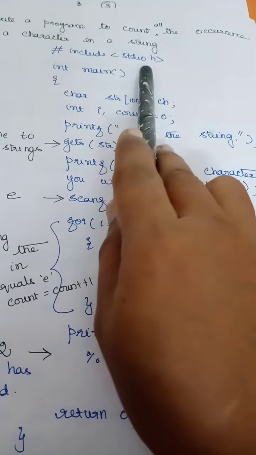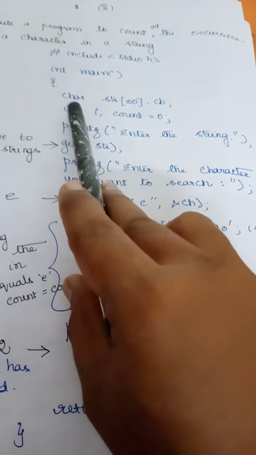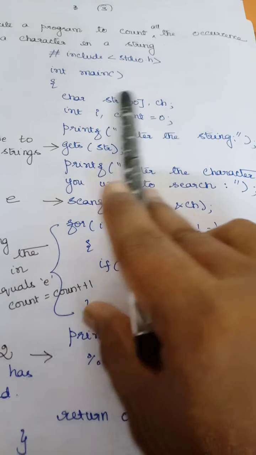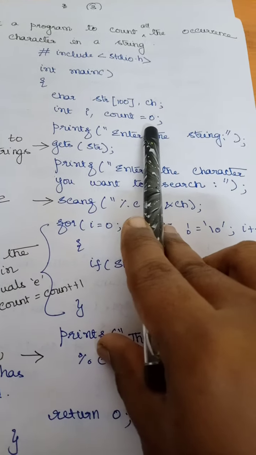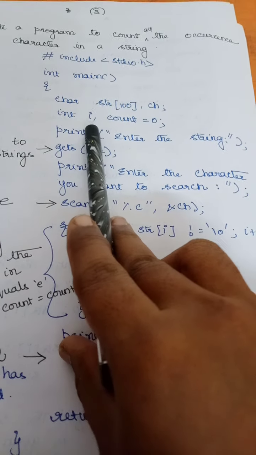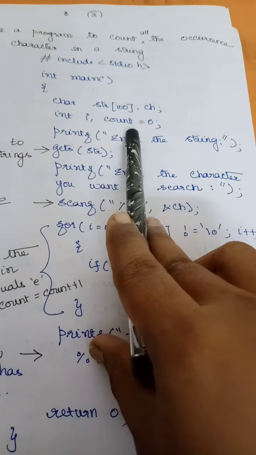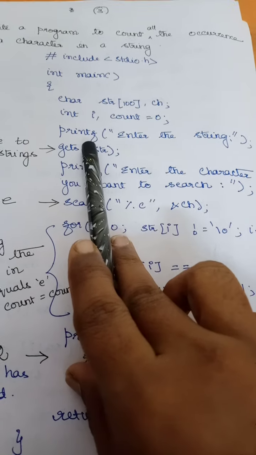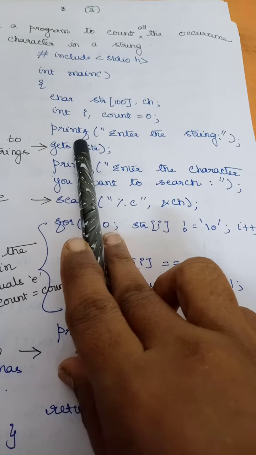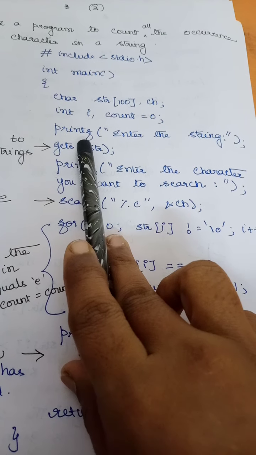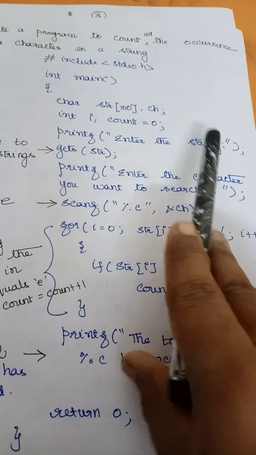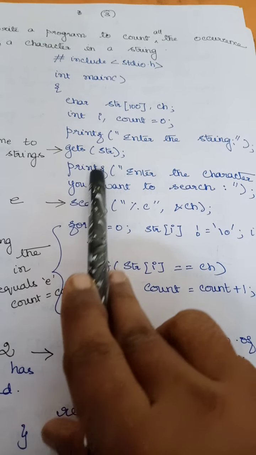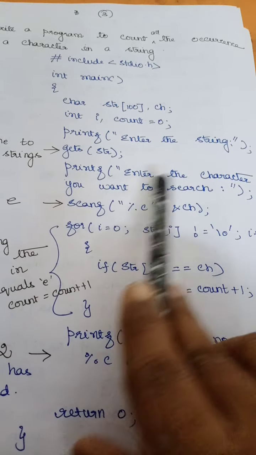So #include <stdio.h>, int main. So here I have declared a character array and this is going to be the character, and int i, count equal to 0, right? So here I have i for the for loop, and here I have a count to count the occurrences of a character, and here I am using the printf statement to display the message "enter the string", and here I am using gets to read the string input. Printf "enter the character you want to search".